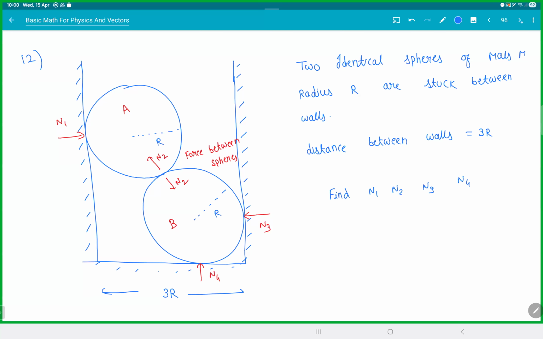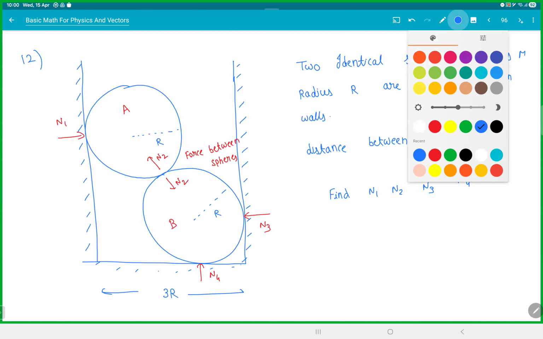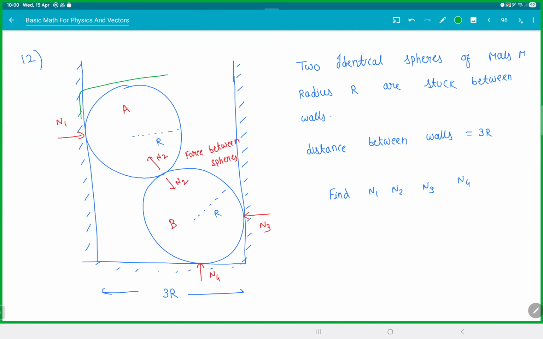Listen to my logic, okay? If I choose the whole system, if I take the whole body here, N1 is pushing this way, N3 is pushing this way. Fine. N2 is pushing up, N2 is pushing down. So these two will anyway cancel. Agreed? If you take the whole body.